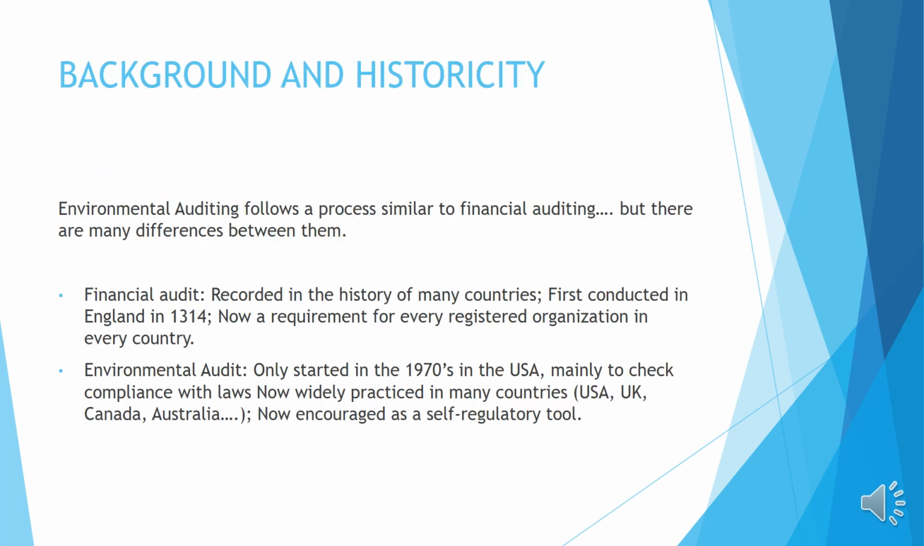Background and historicity. Environmental auditing follows a process similar to financial auditing, but there are many differences between them. A financial audit, recorded in the history of many countries, was first conducted in England in 1314, and is now a requirement for every registered organization in every country. An environmental audit only started in the 1970s in the USA, mainly to check compliance with laws, and is now widely practiced in many countries, e.g. USA, UK, Canada, Australia, and now encouraged as a self-regulatory tool.